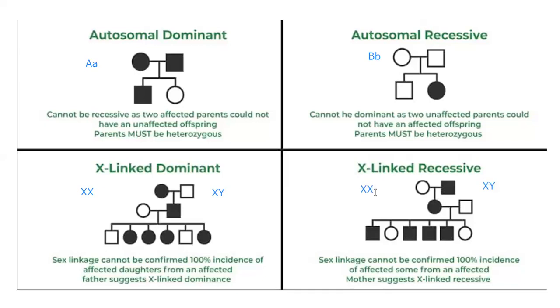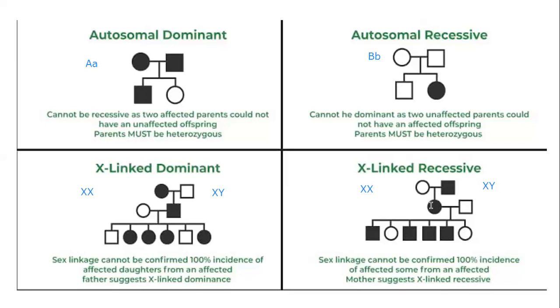So a female must be homozygous to express an X-linked recessive disorder, but males are hemizygous, and if a single copy of the recessive allele is present on the X of the male, it will express itself phenotypically. So that's why X-linked recessive disorders are most common in males. So you can see here that the father is affected in the first generation and he passes the trait to his daughter.